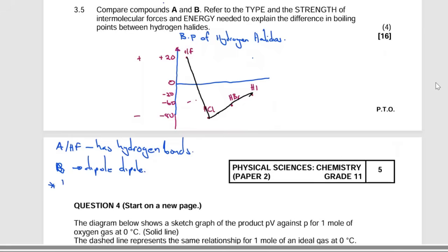So I'm going to say more energy is needed to overcome intermolecular forces. I'm going to write IMF for intermolecular forces, in A than in D. The stronger the intermolecular forces, the more energy is needed to overcome intermolecular forces in A than in D. This is because we deduced in terms of the boiling points. A has got a higher boiling point, while D has got a lower boiling point.